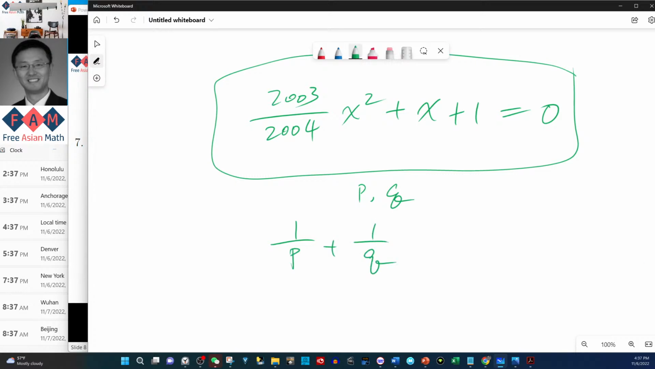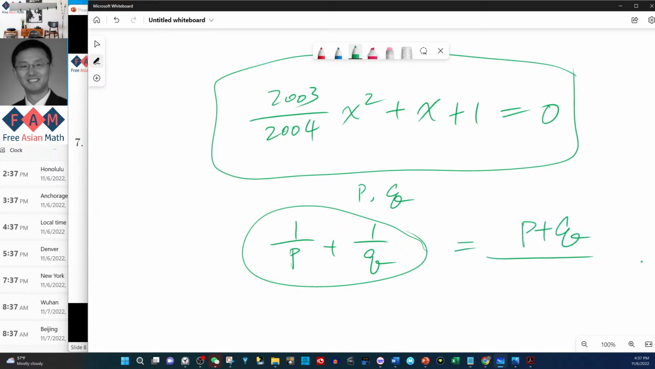And you should really develop some very fundamental manipulation skills on simple polynomials or expressions. You should immediately recognize this. What is this? This is nothing but p plus q over p times q, right? This is just a straightforward fraction. You get the same denominator, p times q, and then the numerator p plus q. Now you see how to do this problem.